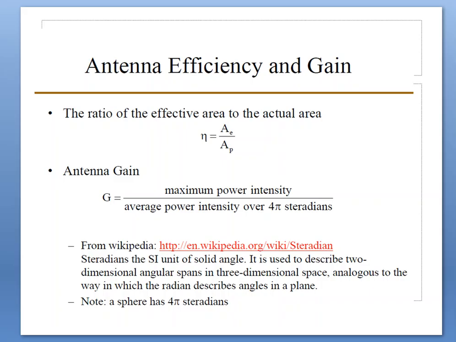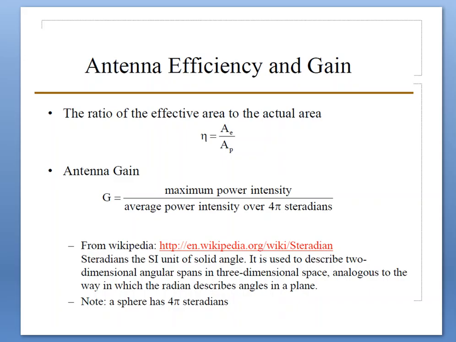Nominal values of eta are 0.55 for parabolic and shaped reflector antennas, and 0.5 for horn-shaped antennas. That means, based upon antenna effective aperture or physical aperture, the value of eta varies from 0.55 to 0.75 or some other value.